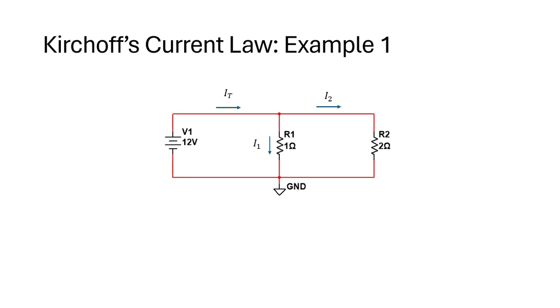let's take a look at this example here. And in this example, we have a 12-volt voltage source that's in parallel with two resistors, R1 and R2. R1 is 1 ohm, R2 is 2 ohms. And we want to find the current going into this node right here, current coming out of this node right here, and current coming out of this node right here, going down this line for I2, this line for I1, and coming out of here, going into here for IT.